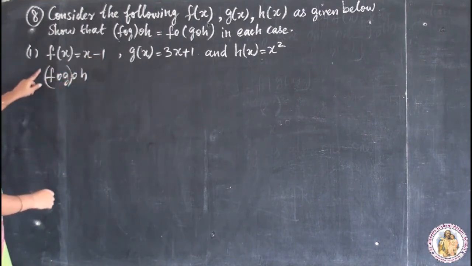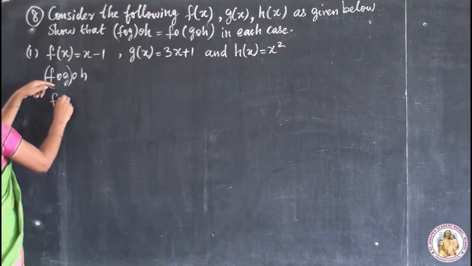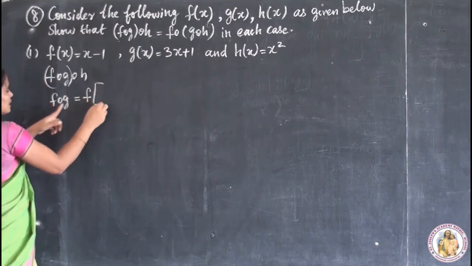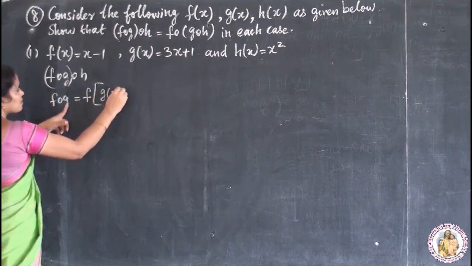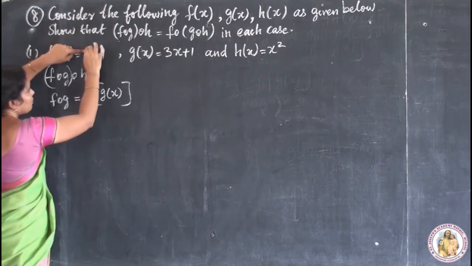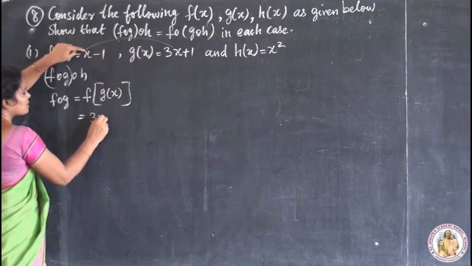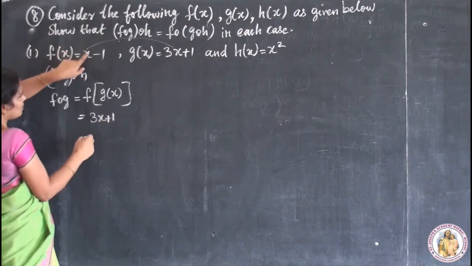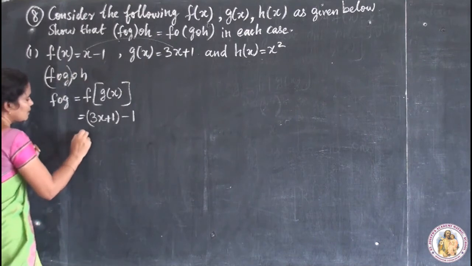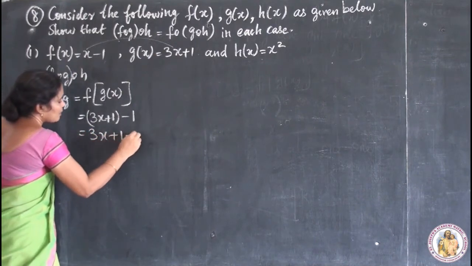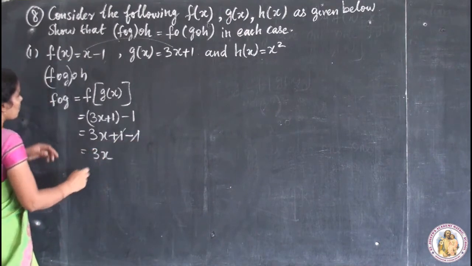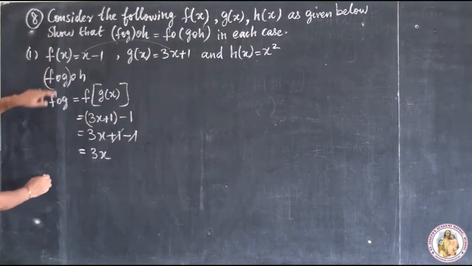Okay, go with bracket. So (f∘g)(x), find f of g first, is equal to f of g of x. f is x, so in the place of x you have to write 3x plus 1, minus 1. Here 3x plus 1 minus 1, the plus 1 and minus 1 cancel, leaving 3x.